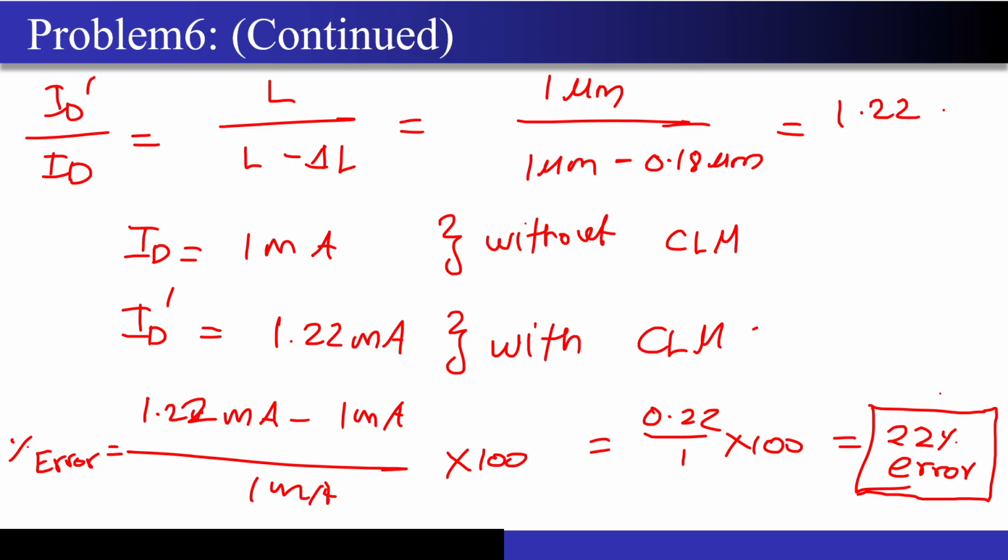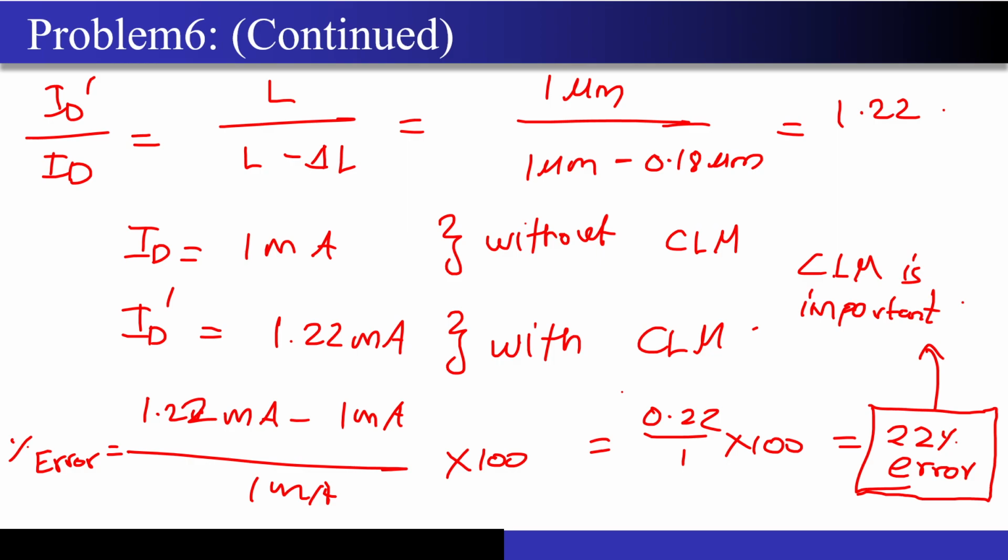This is not a small error. Come on, 22% is too much, right? If you take any value and try to calculate the gain of the circuit, and you miss this current by 22%, then your entire calculation will go for a toss, right? So that's why the CLM is so important. CLM is important. You just cannot ignore it, right?